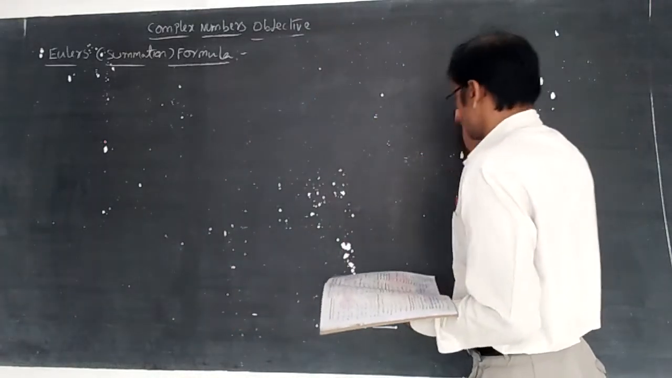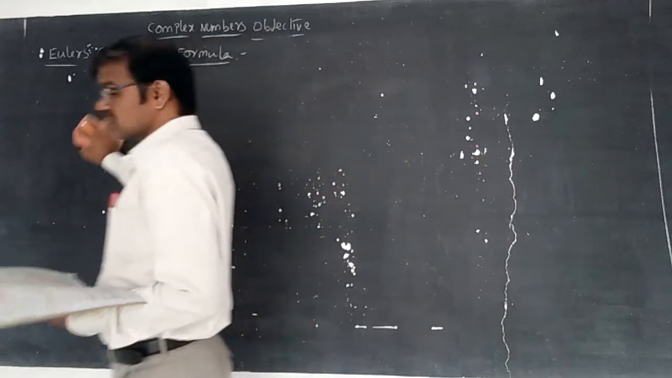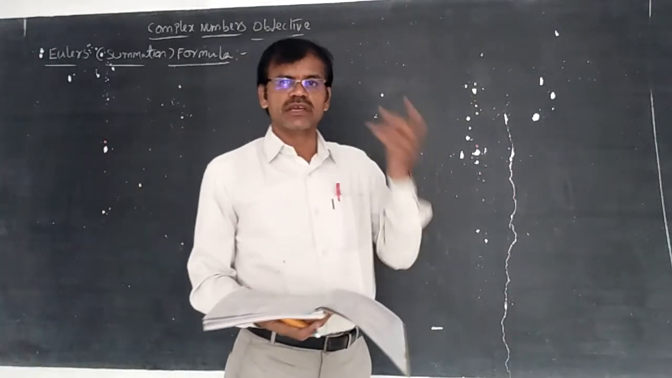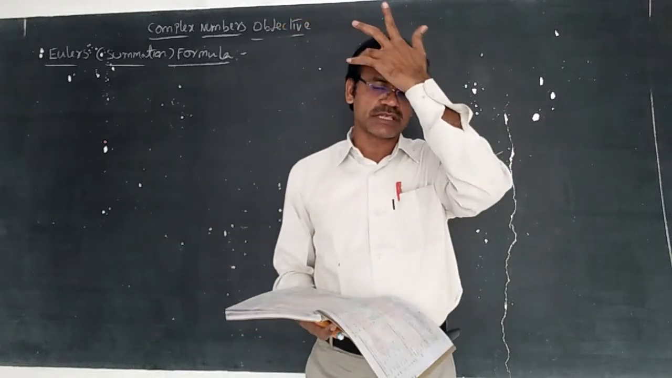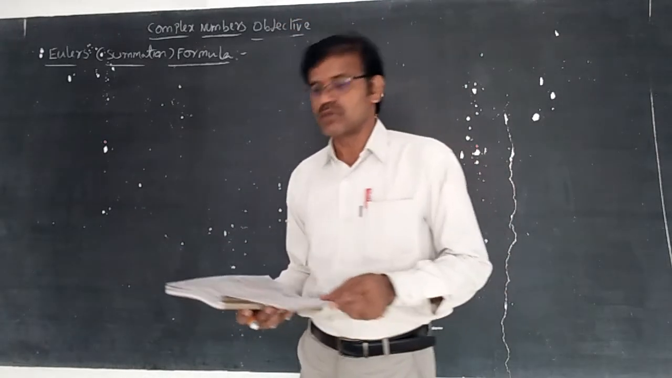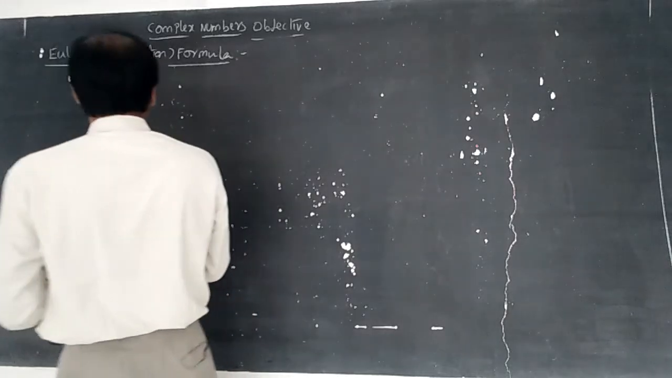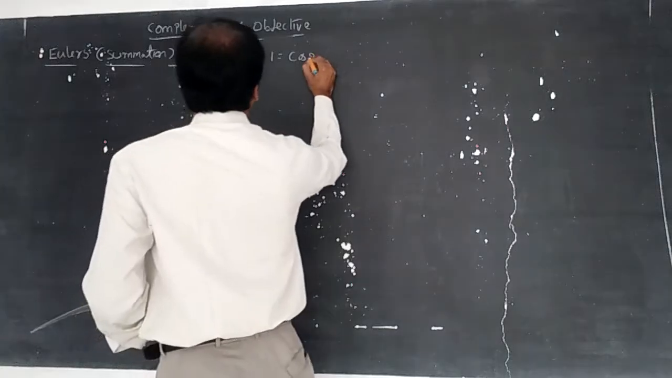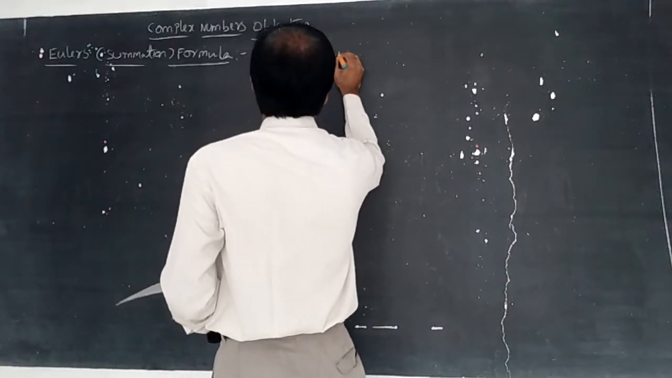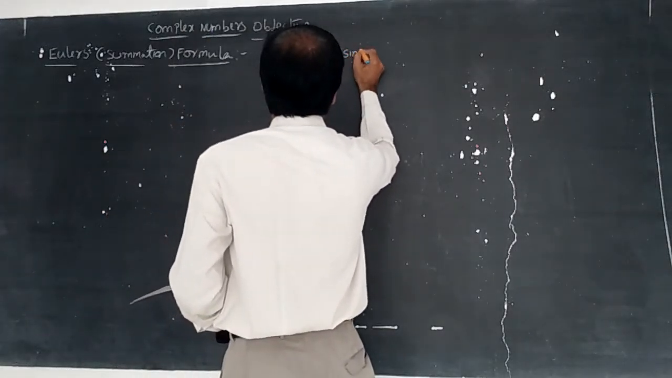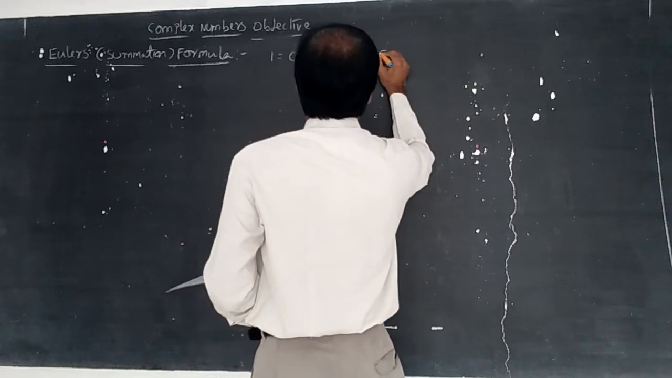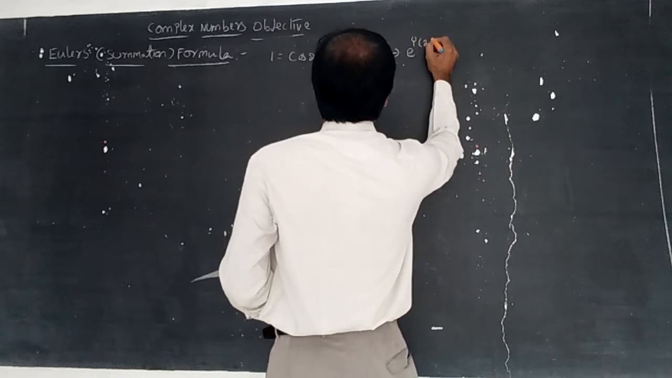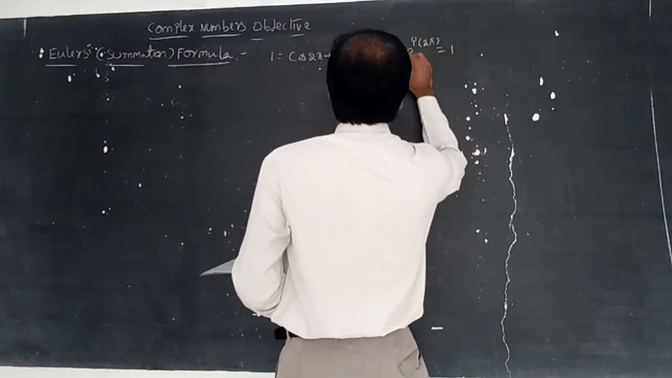So hereafter we can understand cos theta plus i sin theta is always e power i theta. For example, cos pi by 3 plus i sin pi by 3 can be written as e power i pi by 3. In the similar way, we can write 1 is equal to cos 2 pi plus i sin 2 pi. That implies e power i into 2 pi is equal to 1.